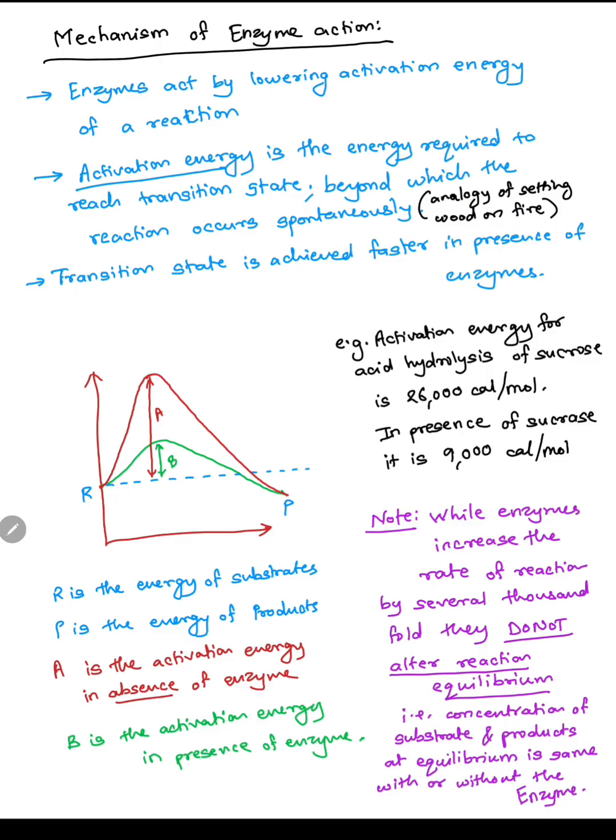So what enzymes do is they just lower that activation energy. For example, there is this enzyme called sucrase. If you try to hydrolyze sucrose using acid, activation energy is 26,000 calories per mole of sucrose. But in the presence of sucrase, activation energy for breaking down of sucrose is only 9,000 calories, almost one third. So this is a graph that you can draw in the diagram, where this is the activation energy A if the enzyme was absent, and B if the enzyme is present. It's a lowered activation energy. Transition state is achieved faster in the presence of enzyme.